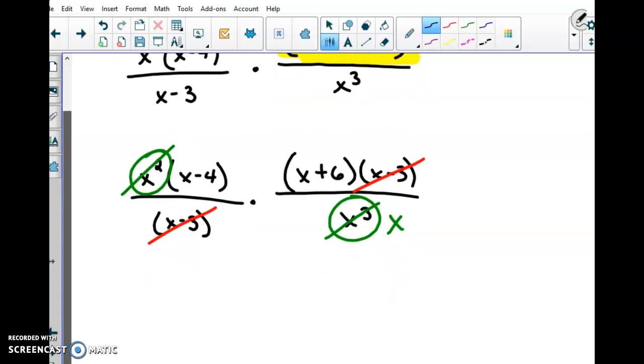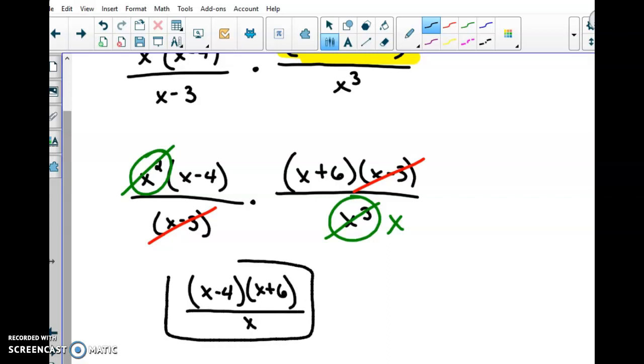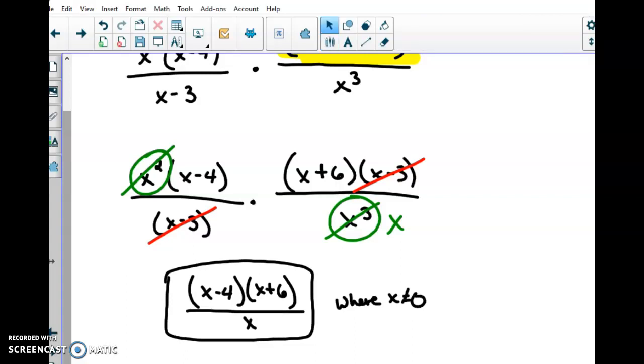Now I can rewrite this as my factored expression: x minus 4 times x plus 6 over x. Looking at this, x cannot equal 0 in my domain. Again, you're going to be using that AC factoring over and over again. If you need a refresher, you better go watch the video on AC factoring so that this can go a little bit quicker for you. We'll discuss in class maybe some tricks of the trade to help you get through that factorization quickly. But otherwise, this is our multiplying of rational expressions.